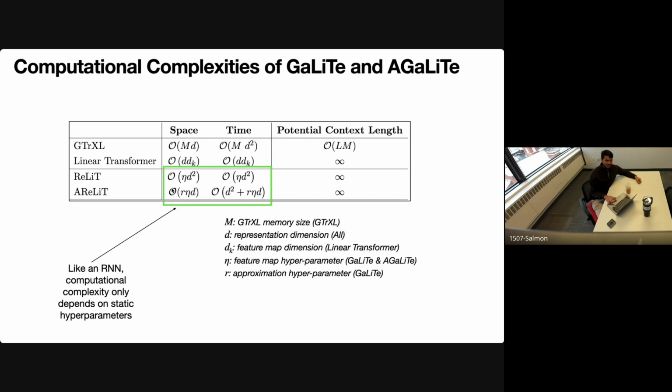But in AGaLiTe and GaLiTe, we don't really have that anymore. Instead, we just have some hyperparameters which are statically defined, and they do not depend on the size of the input sequence that we're using. So potentially, the context length for such an architecture is theoretically infinite, but in practice we don't always observe that. But just to keep a note of that.